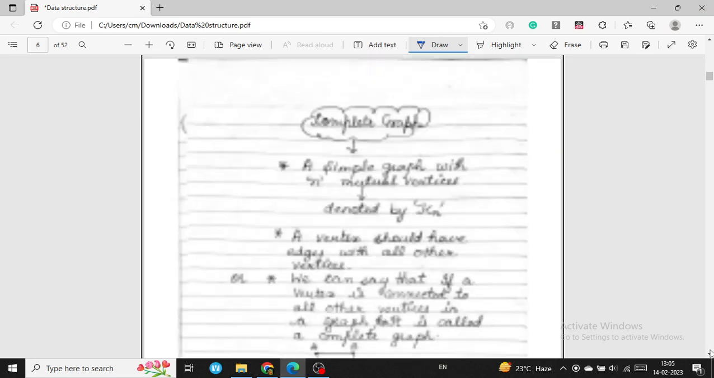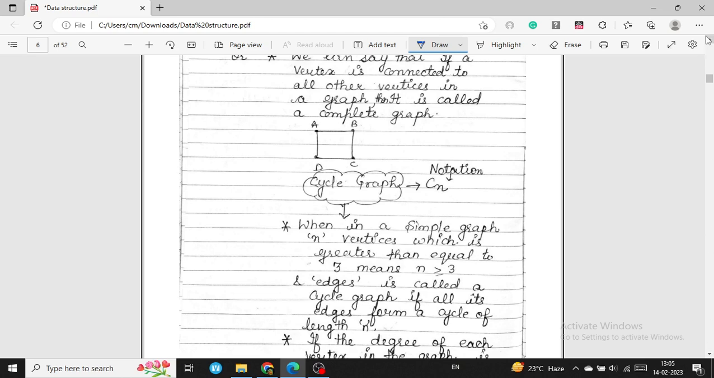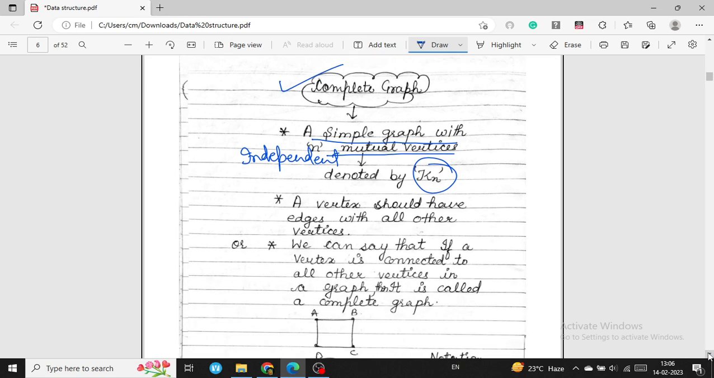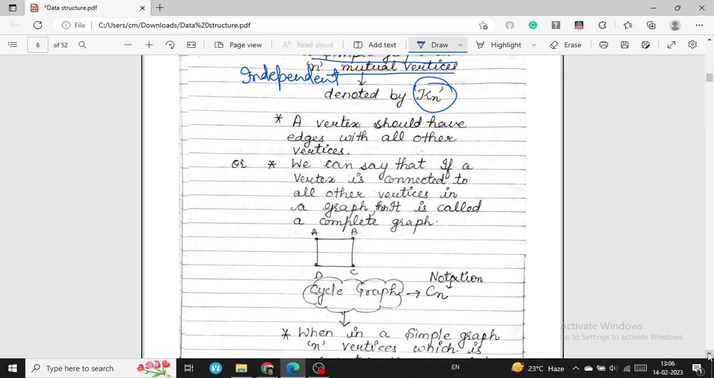And the next type is the complete graph. Now, in detail, I am going to discuss the complete graph. It is a simple graph with n mutual vertices. Mutual means independent vertices. That is known as a complete graph, and a complete graph is denoted by Kn. A vertex should have edges with all other vertices, meaning each and every vertex is connected with each other through edges.